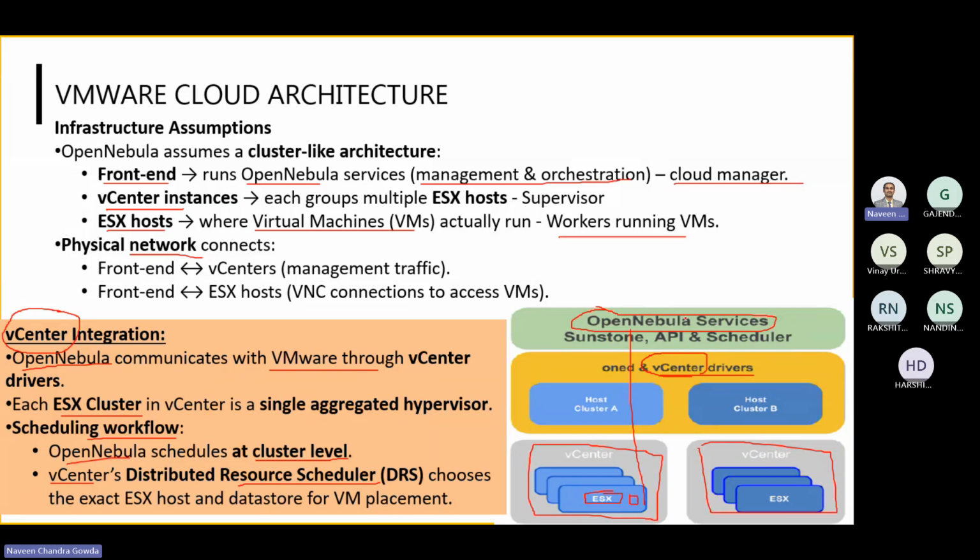But which task will be assigned to which VM? That is not part of OpenNebula. That is the role of your vCenter. It is the vCenter that does the job of deciding which task has to be assigned to which VM, because vCenter already has a functionality called DRS, the Distributed Resource Scheduler, which actually chooses which ESX host and which data store will be suitable for what VM to perform what task. That will be taken care of by the vCenter.